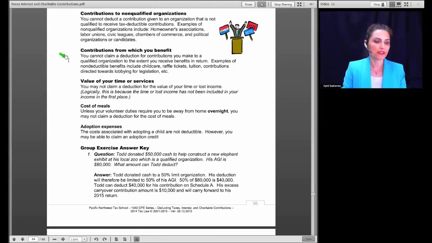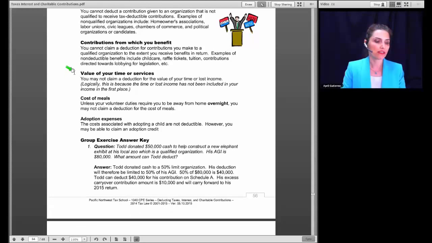Contributions from which you benefit. You cannot claim a deduction for contributions you make to a qualified organization to the extent that you receive benefits in return. Examples of non-deductible benefits include child care, raffle tickets, tuition, contributions directed towards lobbying for legislation, etc.